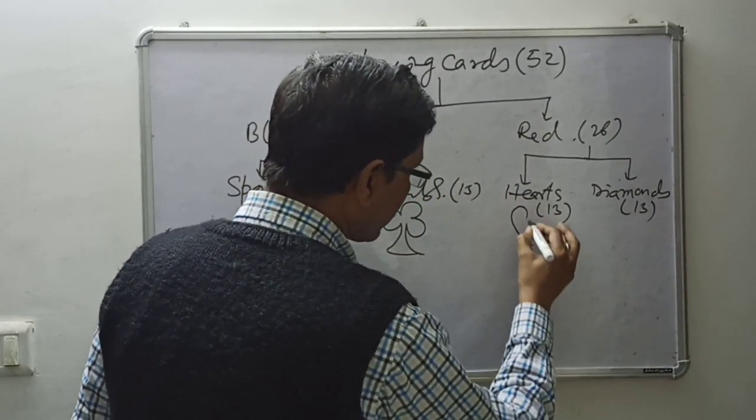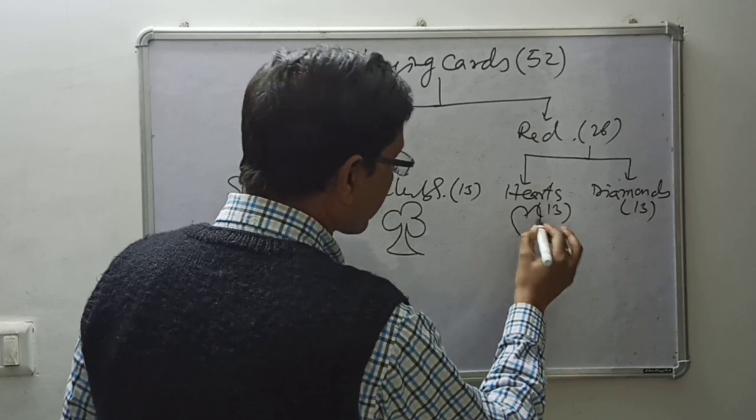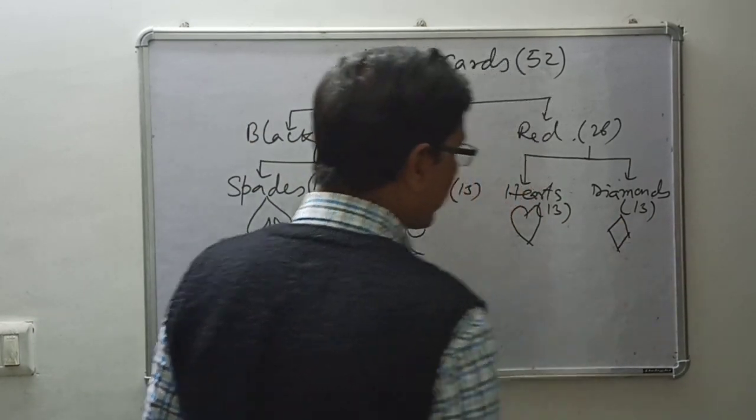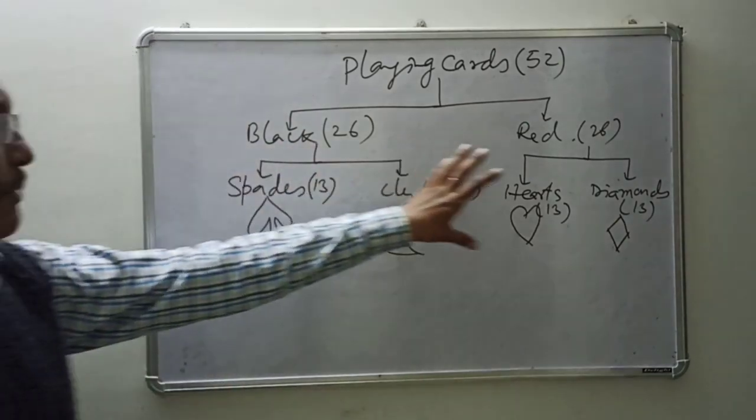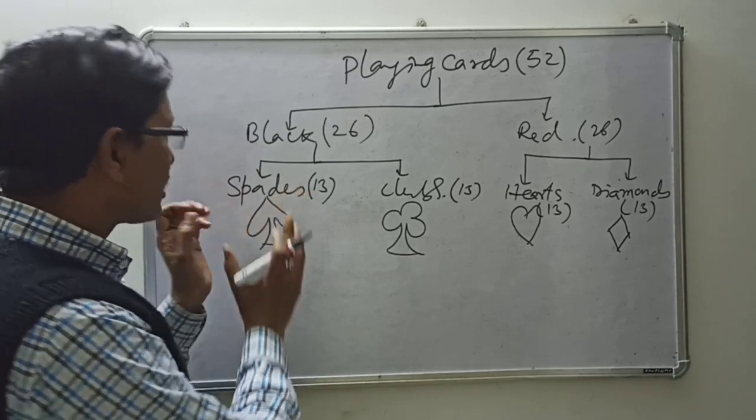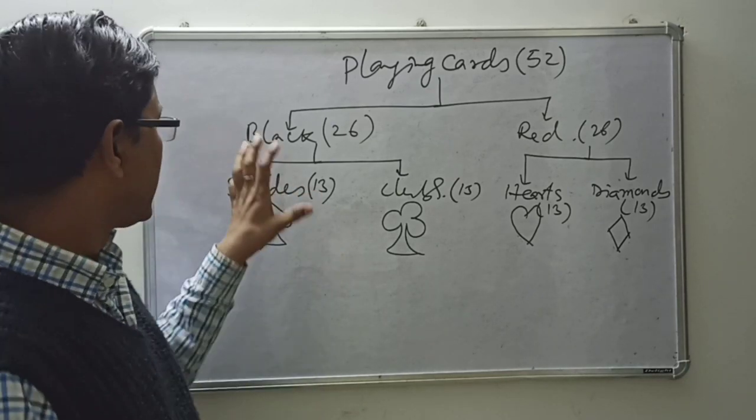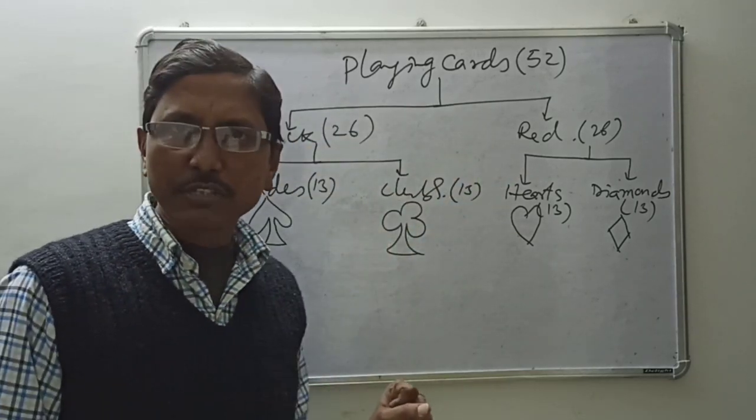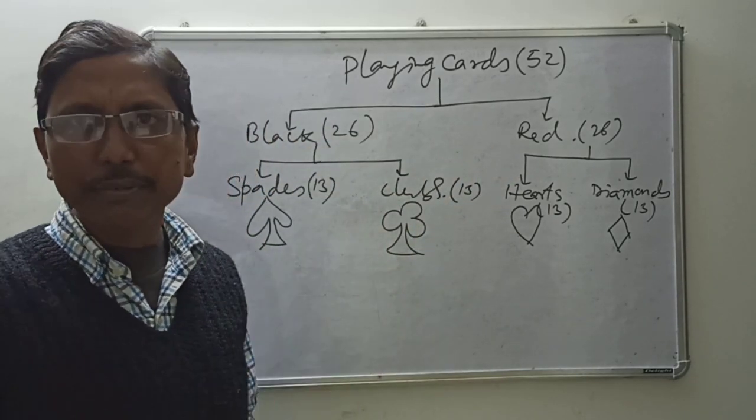Hearts are red in color, and diamonds are shaped like a rhombus. So all have 13, 13, 13. Each 13 has the same kind of cards: whatever you have in the spades, the same you have in the clubs also. Just the symbol may be different.